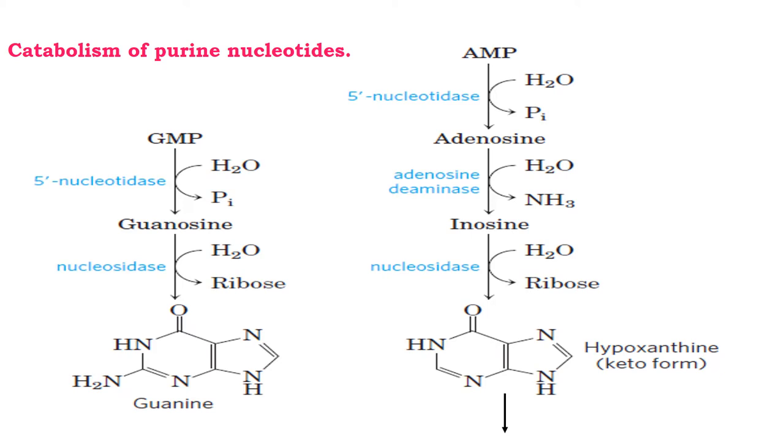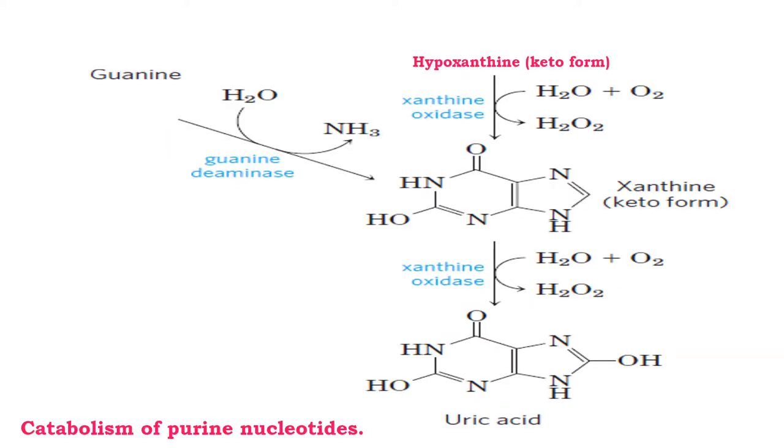Now if we talk about AMP, here also the same thing. First of all, there is a nucleotidase. You can see like this. So this hypoxanthine, from the previous slide, as well as guanine from the previous slide, these two are converted into xanthine. This is a keto form. This xanthine, with the help of an enzyme called xanthine oxidase, will convert this hypoxanthine or xanthine into uric acid. So uric acid is the ultimate product of purine catabolism, because you can see there is a purine nucleus with 4 nitrogens and all.